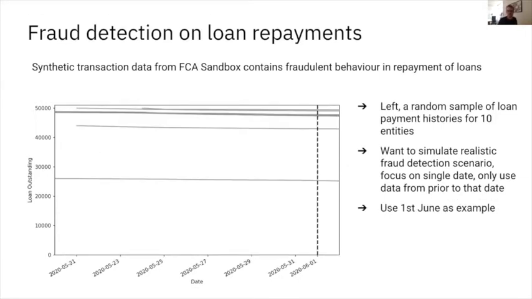So if we zoom into the 1st of June, we can see that for our random sample of 10 entities, the repayment of these loans over this time period was fairly slow, and the transaction values are also relatively low.